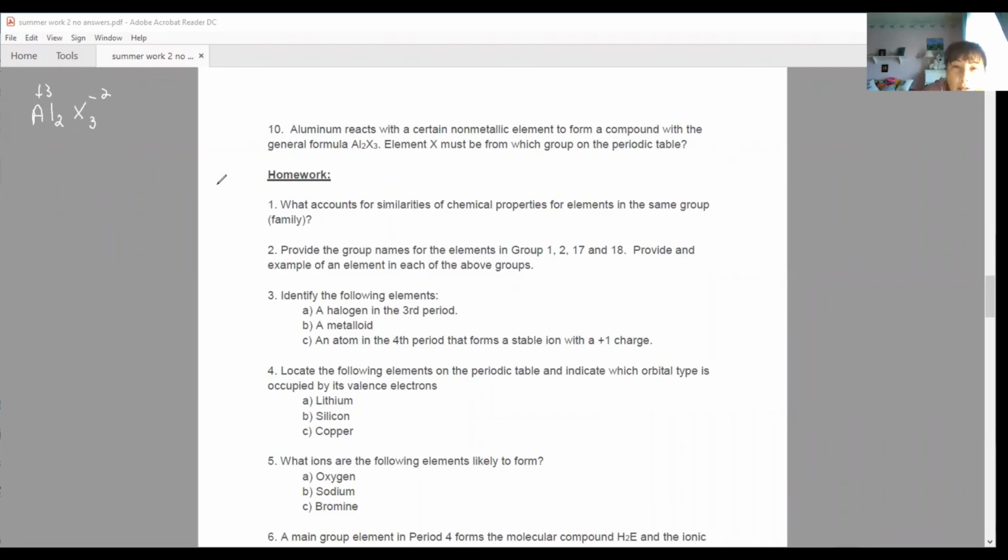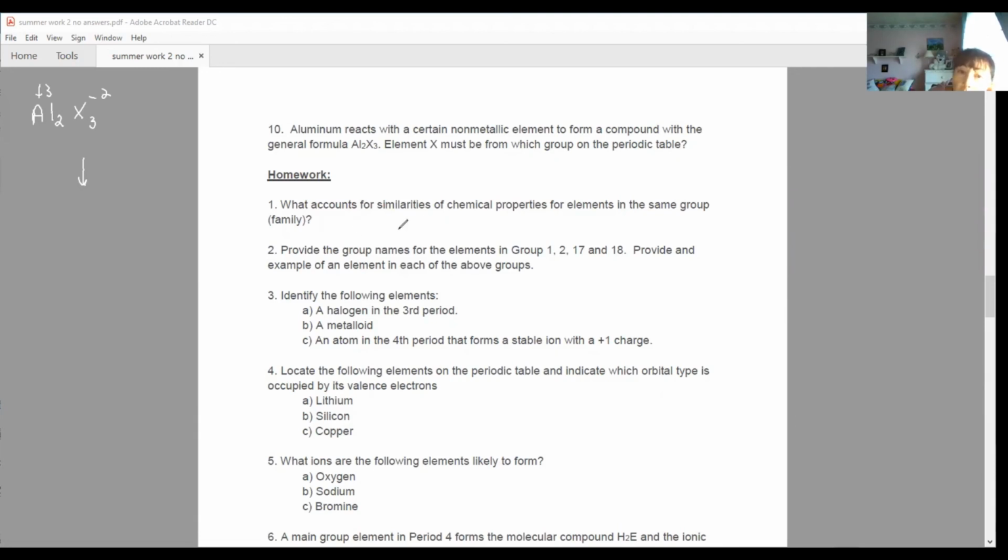Element X must be formed from which element in the periodic table? Well, it has to be in the oxygen column, okay? So in column 16. And that's done. So homework. Now those are exactly based off the same concepts.